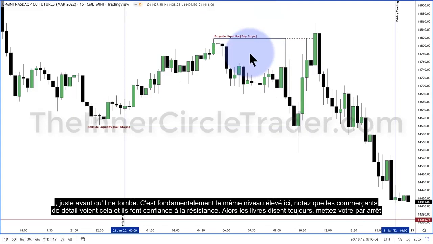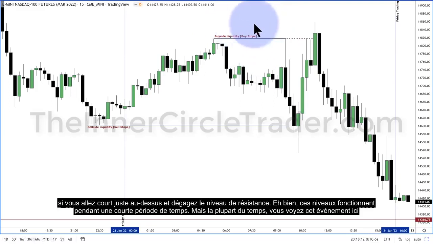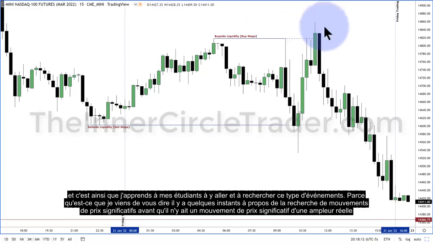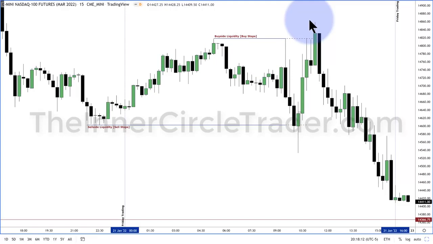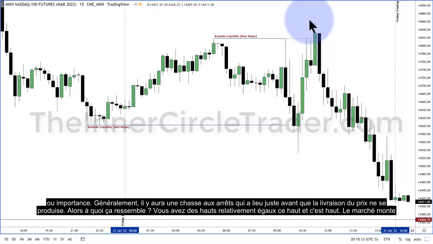Resistance. So the books always say, put your buy stop, if you're going to go short, right above a clear level of resistance. Well, these levels work for a short period of time, but the majority of the time you see this event right here. And this is how I teach my students to look for those types of events, because what did I just tell you moments ago about looking for significant price moves? Before there's a significant price move of any real magnitude or importance, generally there's going to be a stop hunt that takes place right before that price delivery occurs.